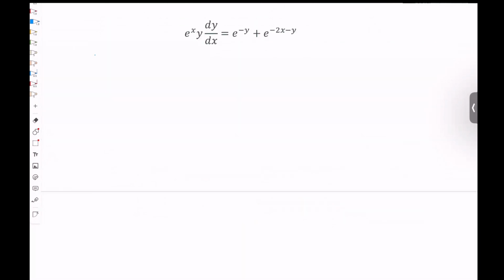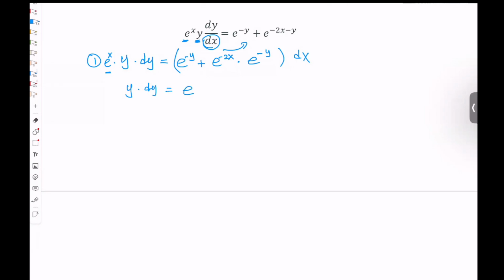Let's do one more. Step number 1, separate the terms. So we have a y here, and e to the x. Well, I need to multiply by dx. So dx is going to be on the right hand side: e to the x times y dy equals (e to the negative y plus e to the negative 2x times e to the negative y) times dx. And then we're going to divide everywhere by e to the x: y dy equals (e to the negative x times e to the negative y plus e to the negative 2x times e to the negative y) dx.